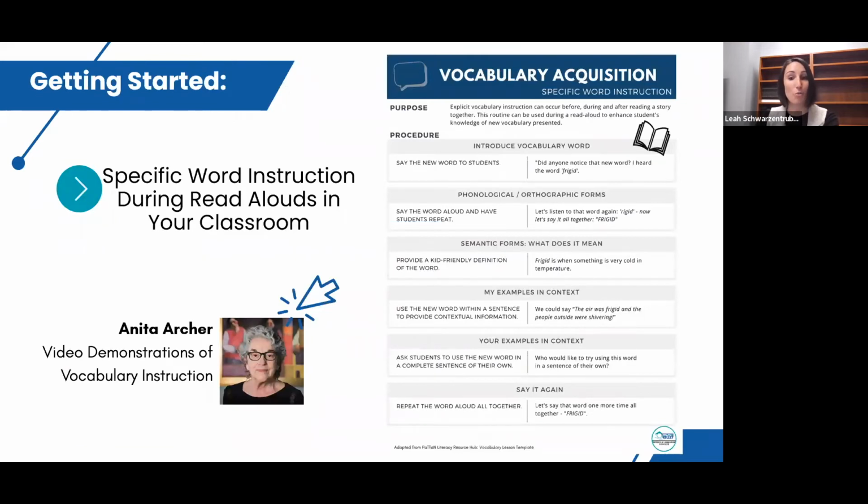And if you're going to use your own books and words, we would encourage you to use the lesson framework from Patton to guide you through the steps to create your own script. And if you want to see it in action, no one does it better than Anita Archer, and you'll find 2 video demonstrations on her website that are linked for you here.